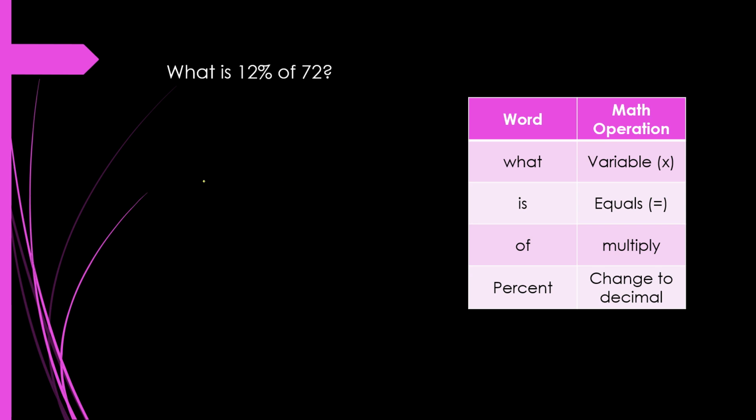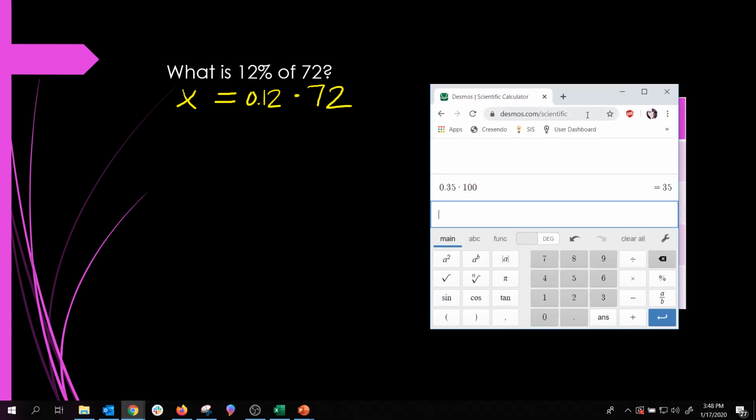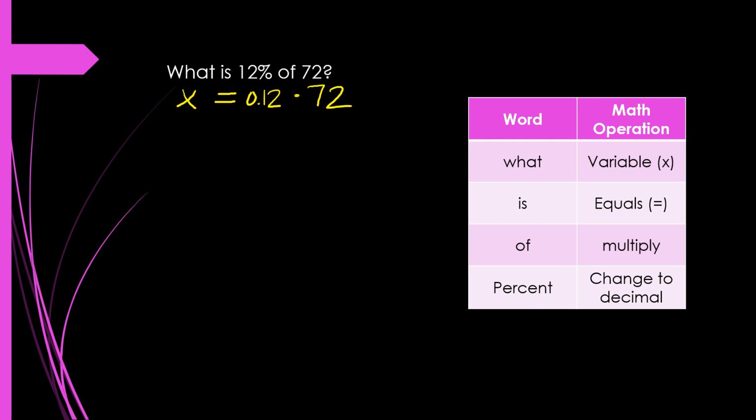Here's another one. What is 12% of 72? So what is a variable, so I have x. Is my equal sign. 12% as a decimal, 0.12. Of is telling me to multiply, and then 72 I'm just going to leave as a number. So I have 0.12 times 72, which tells me that it is 8.64. So 8.64 is 12% of 72.